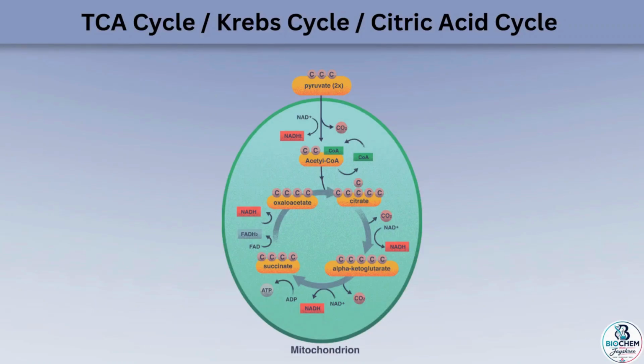In today's lecture, we are going to learn the TCA cycle. This pathway is also known as the Krebs cycle or the Citric Acid Cycle. The TCA cycle is called the powerhouse of metabolism because it is the major pathway responsible for producing NADH and FADH₂.